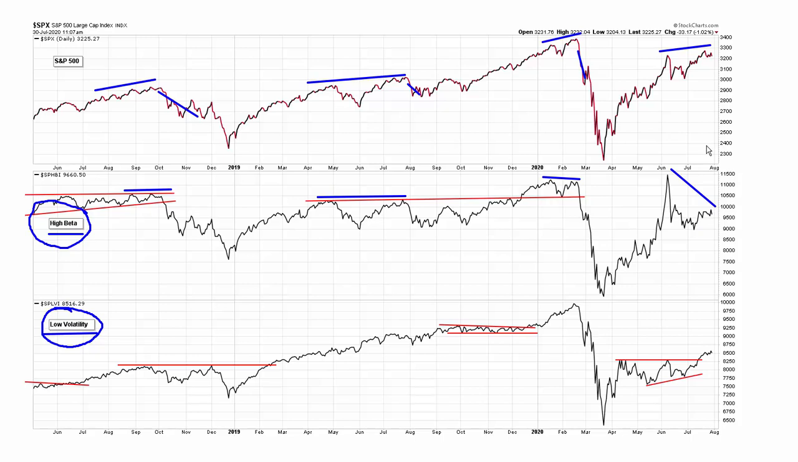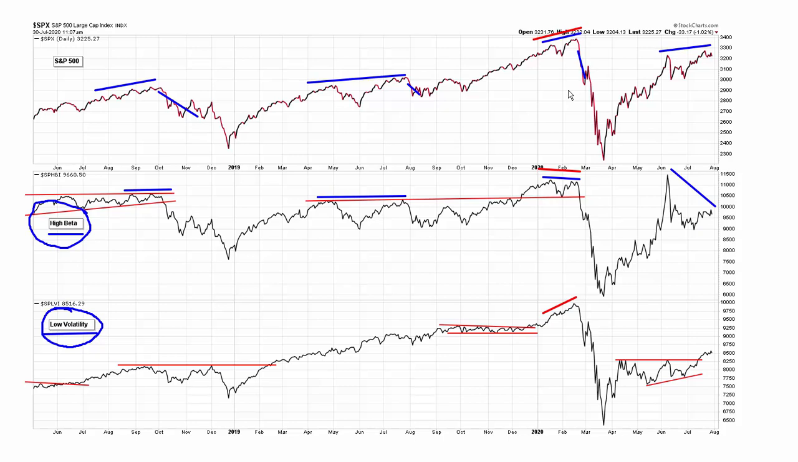Another thing to note is that the high beta names start to bleed down, and then the low volatility names move up. For example, I'm going to change the color here. You have higher high here, lower high here, but the low volatility names made a higher high. So it tells you that money is shifting from the high beta names to the low volatility names, and that's partly what induces the sell-off.